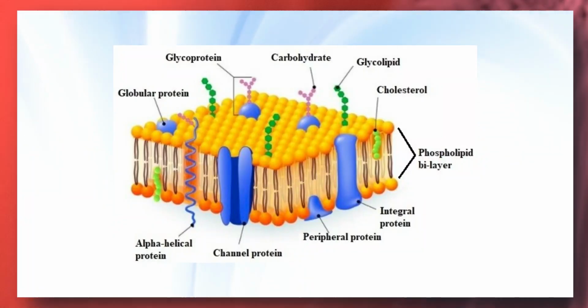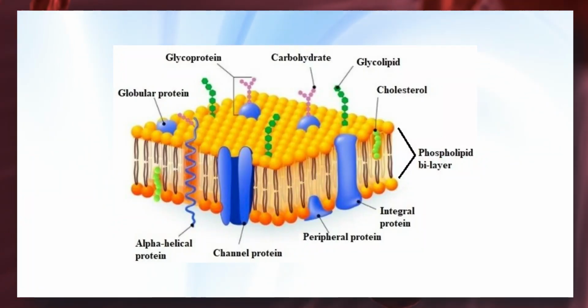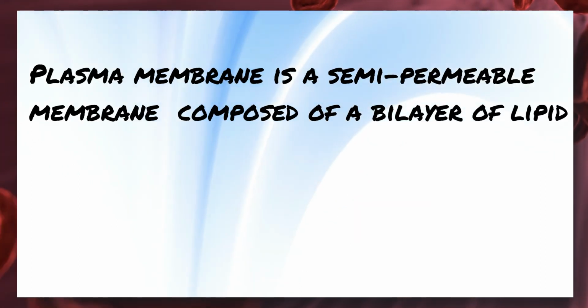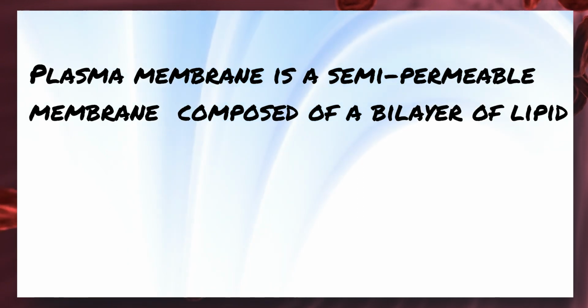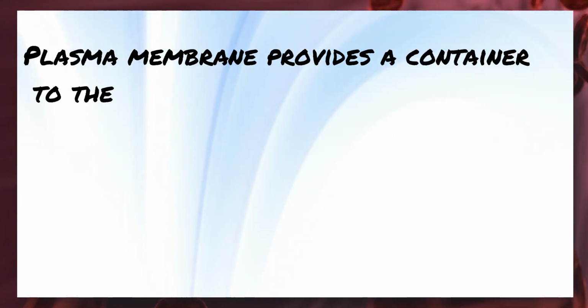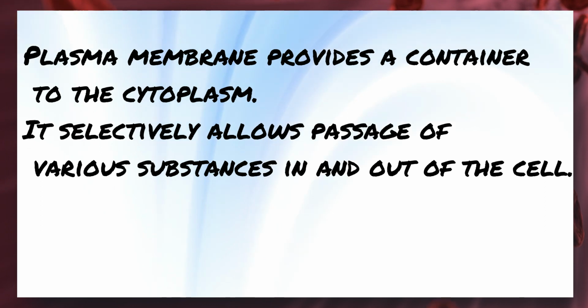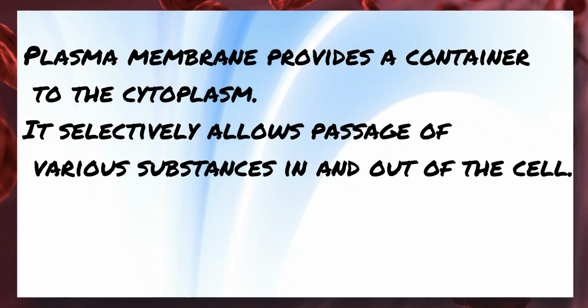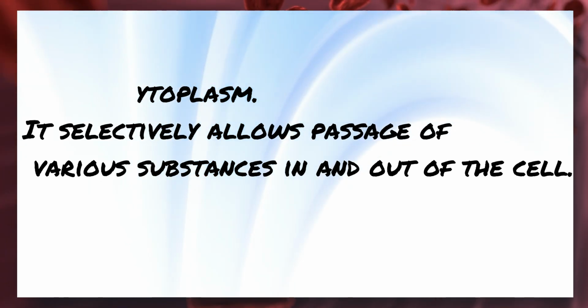Plasma membrane. Plasma membrane is a semi-permeable membrane. It is composed of a bilayer of lipid and protein. Functions of plasma membrane. Plasma membrane provides a container to the cytoplasm. It facilitates passage of various substances in and out of the cell.